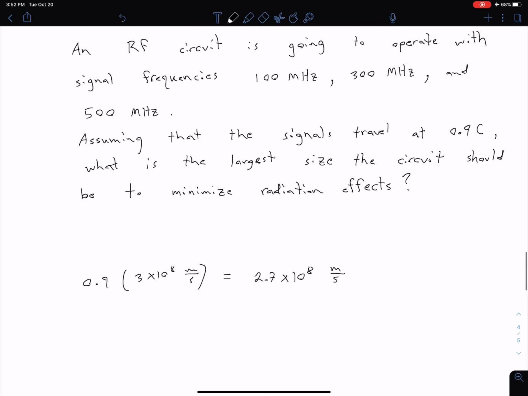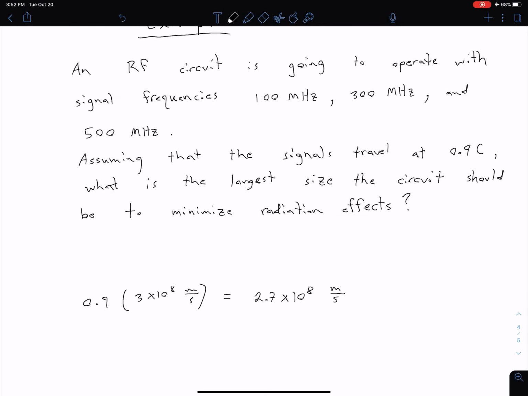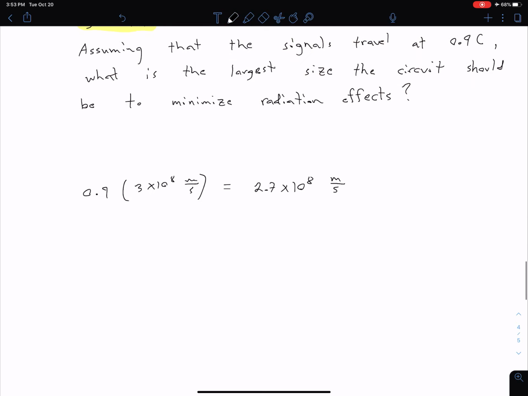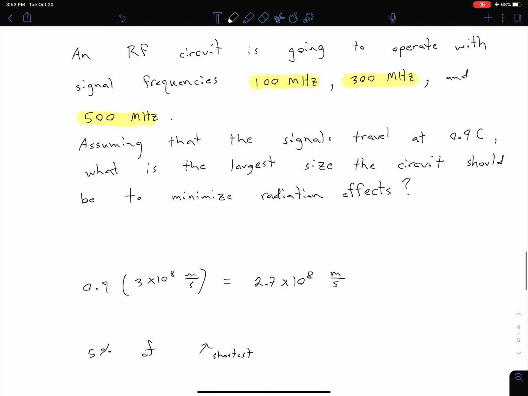Okay, so we have these 3 different frequencies. So we have different signals depending on what our circuit's doing, but we know that it's going to be operating at one of these 3 frequencies. And we know that in general, our circuit size should be 5% of our shortest lambda. So we'll call that lambda sub shortest. So which one of these is going to correspond to our shortest lambda is the question.